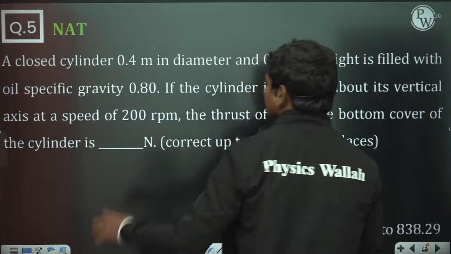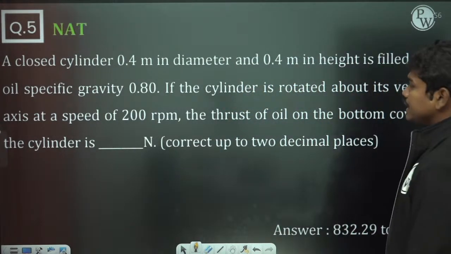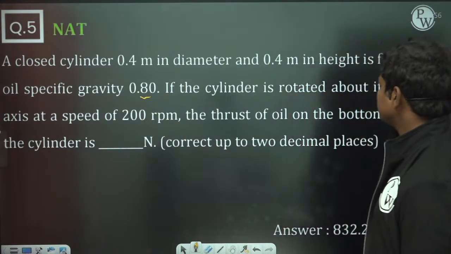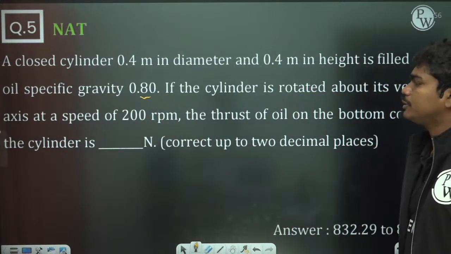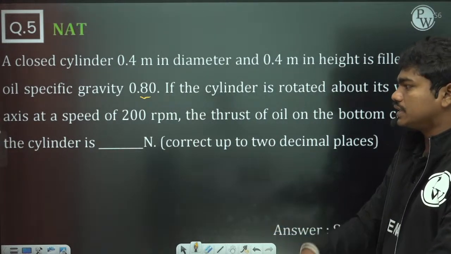Let us see. A closed cylinder 0.4 meters in diameter and 0.4 meters in height is filled with oil of specific gravity 0.8. If the cylinder is rotated about its vertical axis at a speed of 200 rpm, the thrust of oil on the bottom cover of the cylinder is dash newtons.